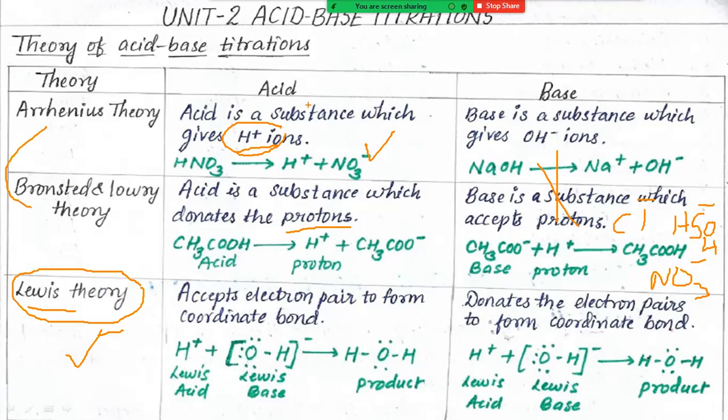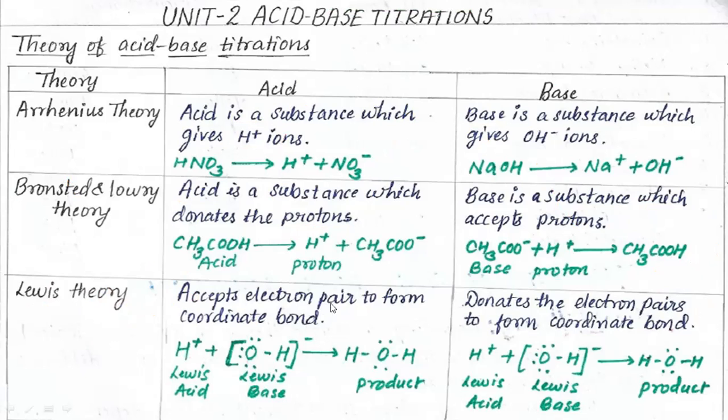According to the Lewis theory, acids are the substances which accept an electron pair to form a coordinate bond. That means these are compounds having a central positive charge, which attracts the electrons. Due to this positive nature, it will be attracting electrons, right? For example, if you take H plus ions, here the H plus ion is acting as a Lewis acid, right?